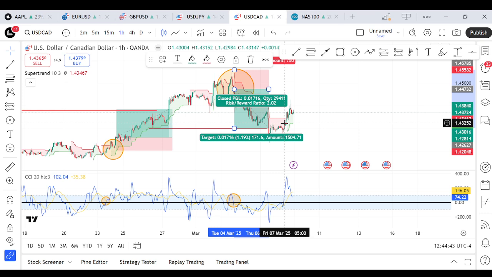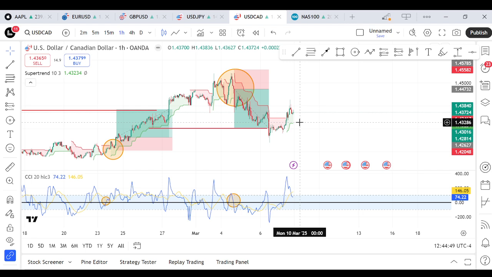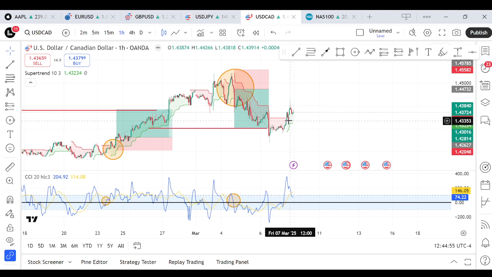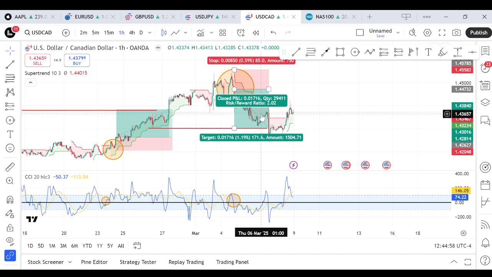Let's talk about managing risk. Always set your stop loss to protect your capital. For long trades, place your stop loss just below the most recent swing low, and for short trades, set it just above the most recent swing high, just like we have done in this example. This ensures that if the market reverses unexpectedly, your losses are minimized.